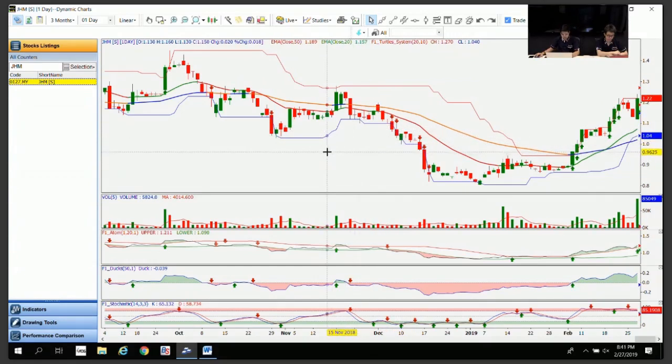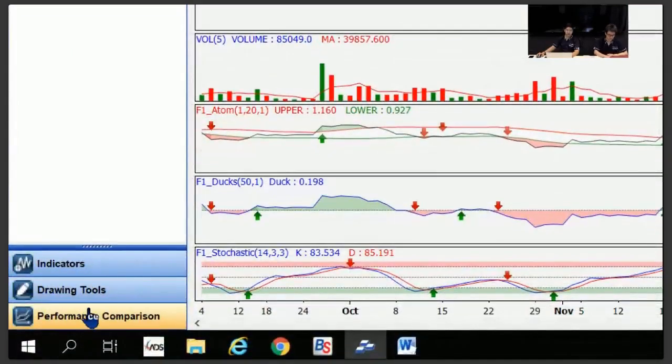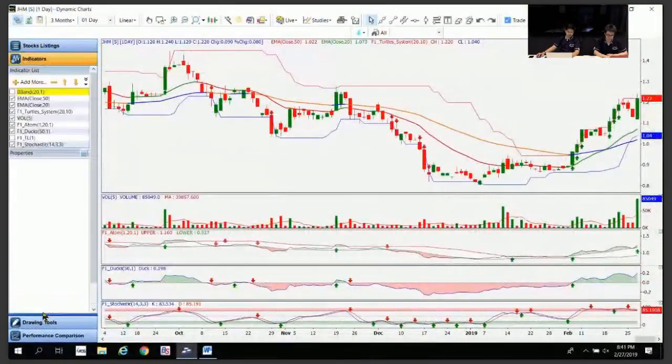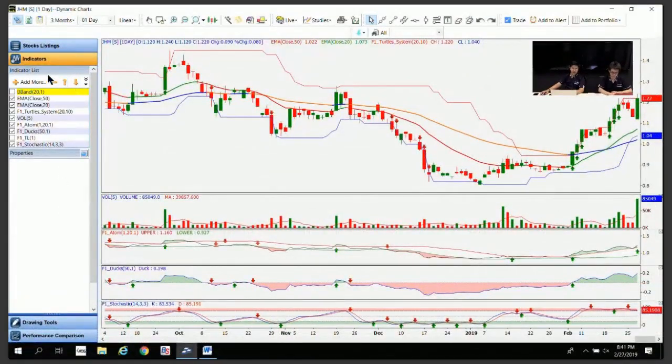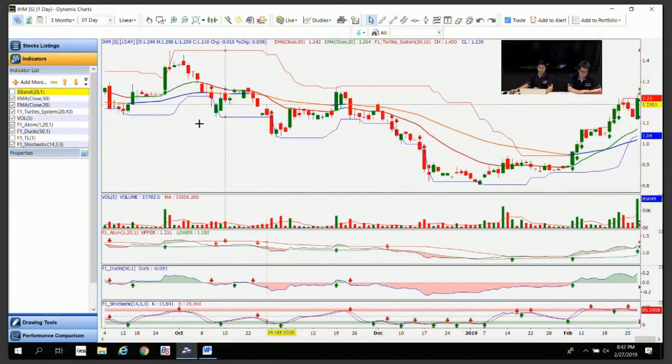Okay. So after here, you can see this stock listing. And then at the bottom here, you can see another three: indicators, drawing tools, and performance comparison. Okay. So let's click on indicators. You can see here, this is where you can add or remove indicators. For example, on my chart now, you can see there are the moving averages, the volume, the atom, the DAX, and the stochastic.